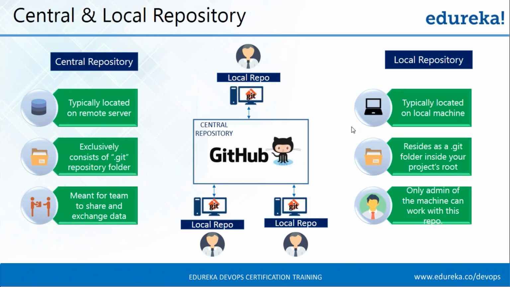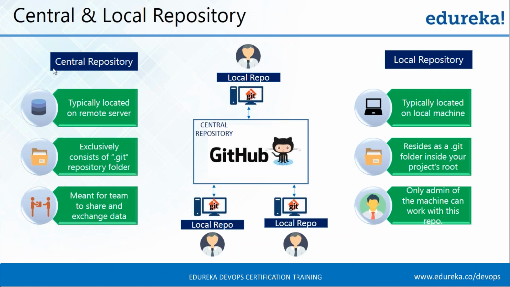My local repository is going to be on my local machine and will reside in a .git folder, inside your project's root. The .git folder will contain all the templates, objects and configuration files when you create your local repository. And since you're pushing all the code, your central repository will also have the same .git folder inside it.